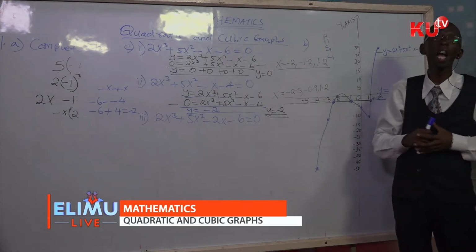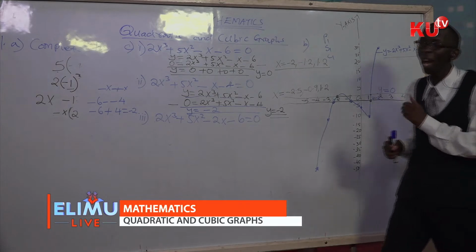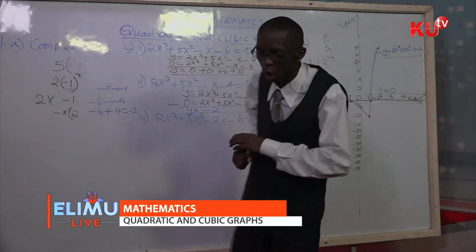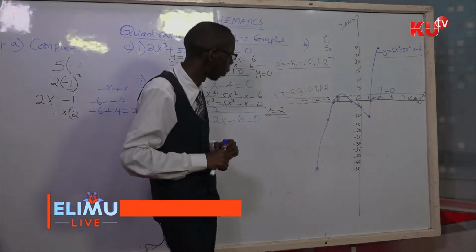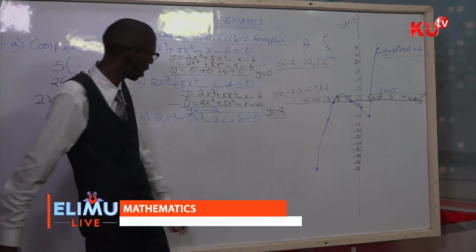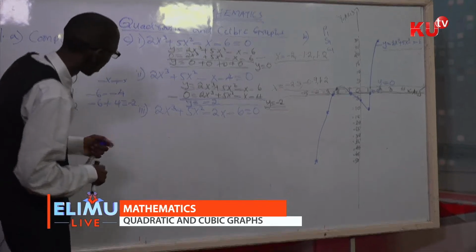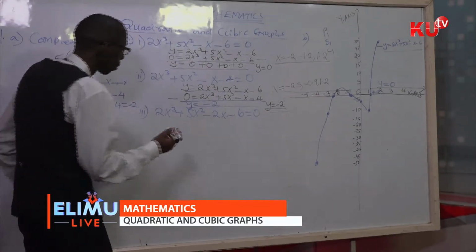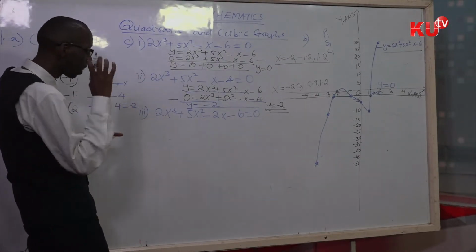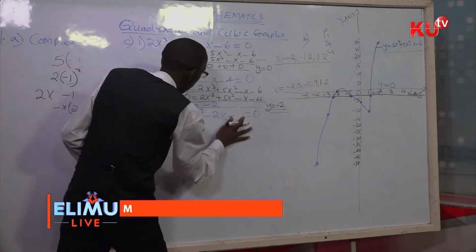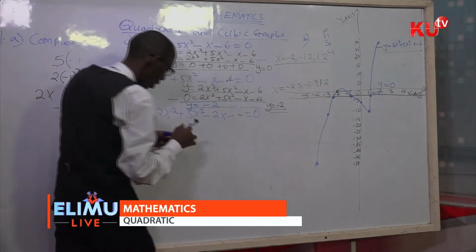Remember again, this is not a graph book, and therefore my values might differ from your values because you are using an accurate graph book. So that is how you solve question Roman 2. My dear student, we got to the next, Roman 3.